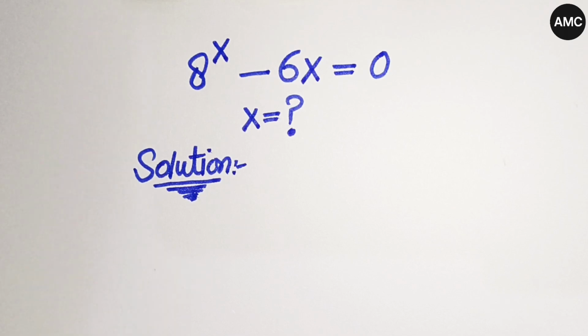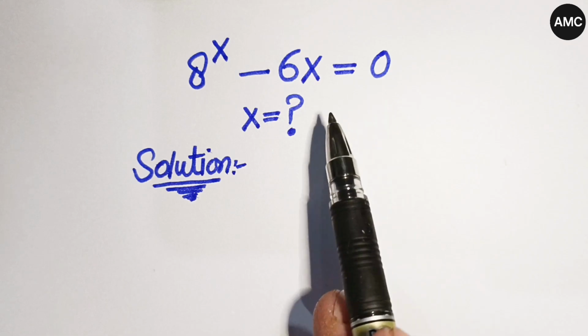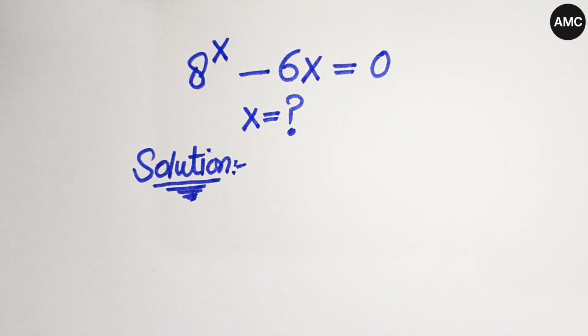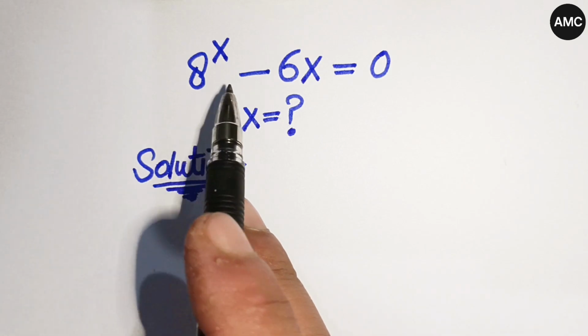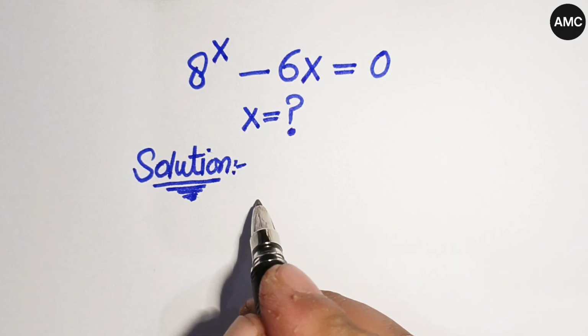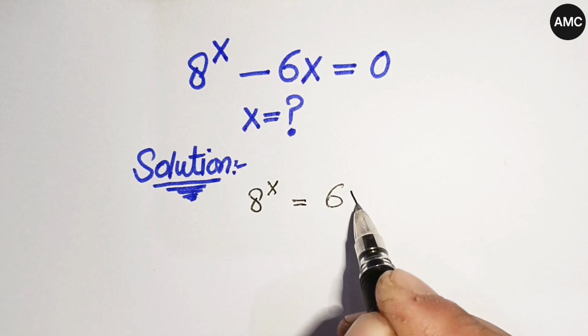Today we have a nice Olympiad problem: a to the power x minus 6 times x is equal to 0. Here we have to find all possible values of x. Let's start our solution. First of all, we shift this minus 6x to our right hand side. So we have a to the power x equal to 6 times x.